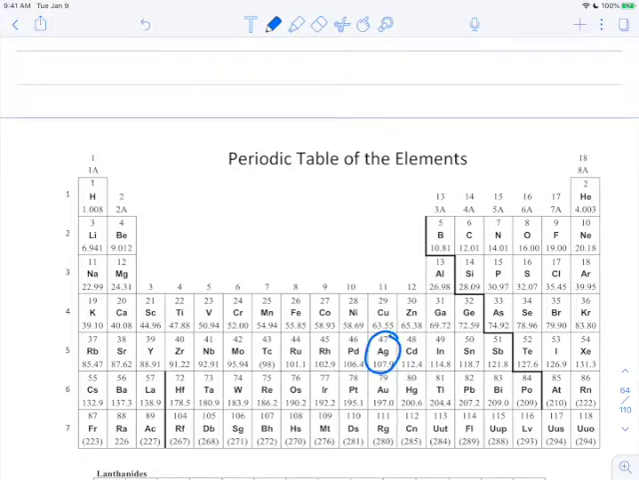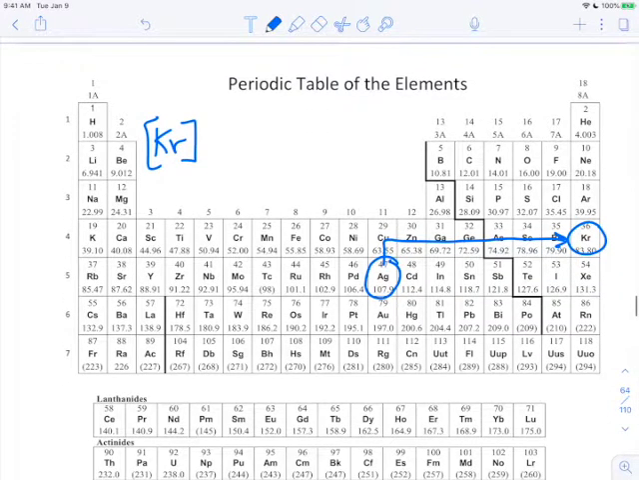So here's our silver, and I want to remind you that silver is an irregular element. So let's start off with the noble gas core, and that's going to be chromium. So we're starting off with chromium. What comes next? Remember, this is an irregular element for standard old silver.